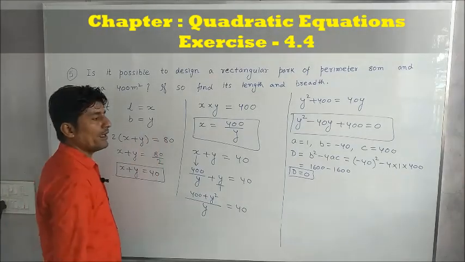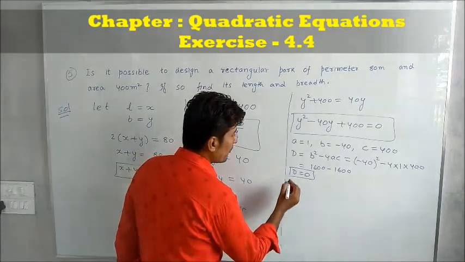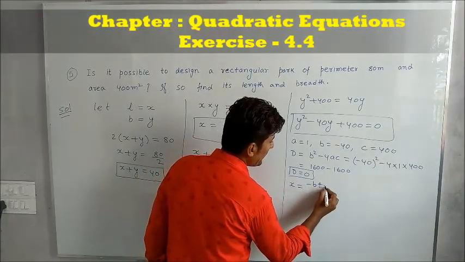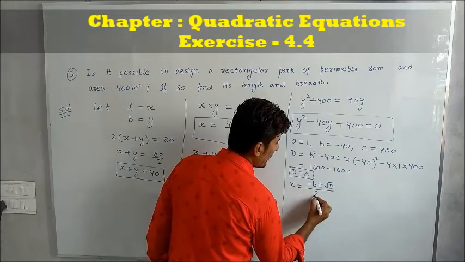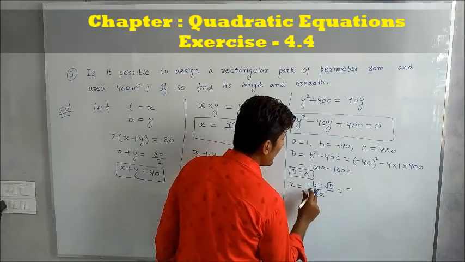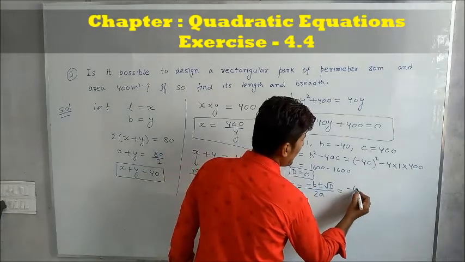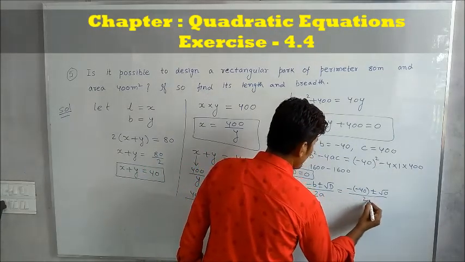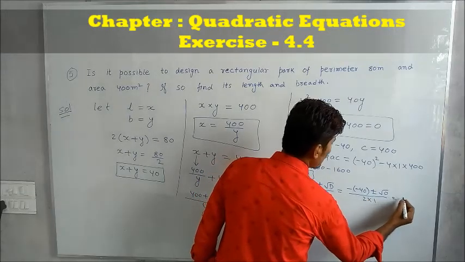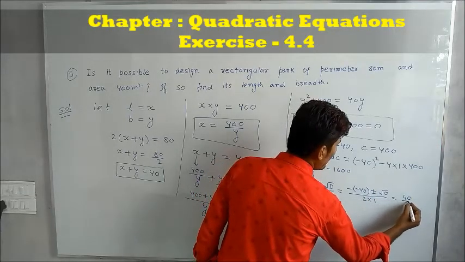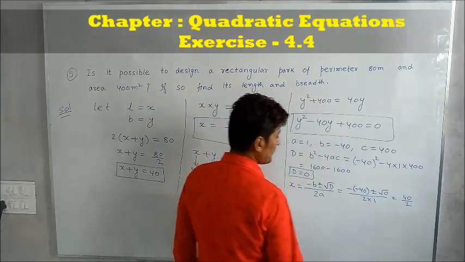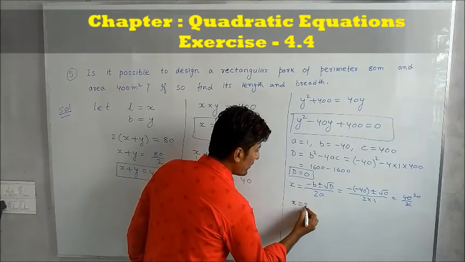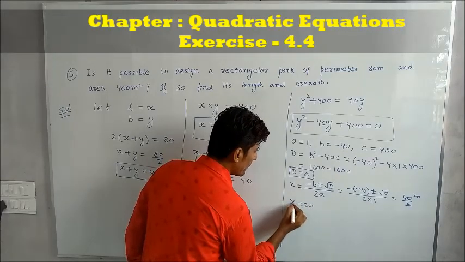Now after that we have to find the length and breadth. So first of all we will find the root. x equals minus b plus minus under root d upon 2a. Minus will be as it is. In place of b we can write minus 40 plus minus under root 0 upon 2 into a. 2 into 1, so 40 upon 2. So we can write here 20. The value of x we got is 20.